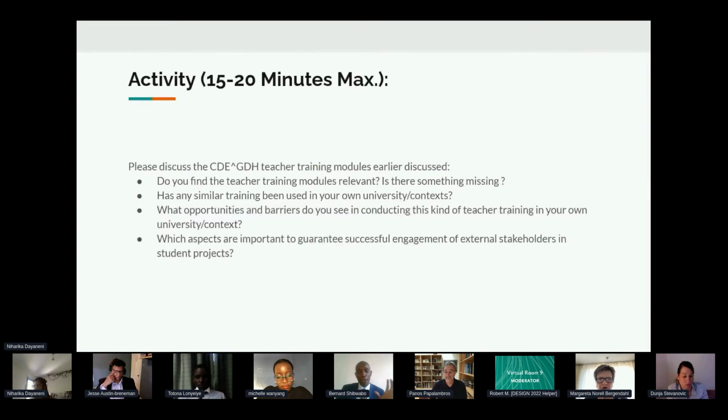The key modules we'll focus on: there are 5 or 6 modules, and you need to see exactly which things are missing. That is number 1. Are they relevant? That is, discussions around the same. Then trying to link this with your local context, that is number 2. Number 3 is opportunities and barriers around the same. And number 4 is stakeholder engagement.